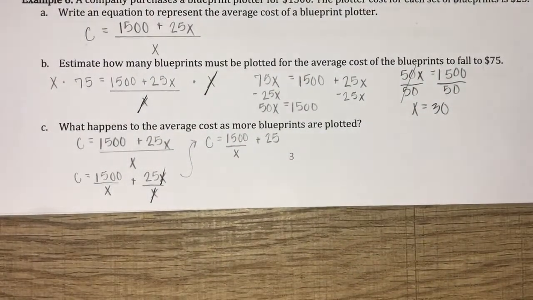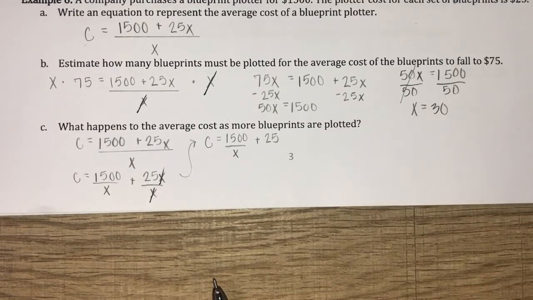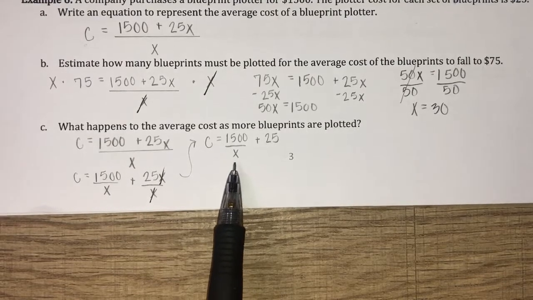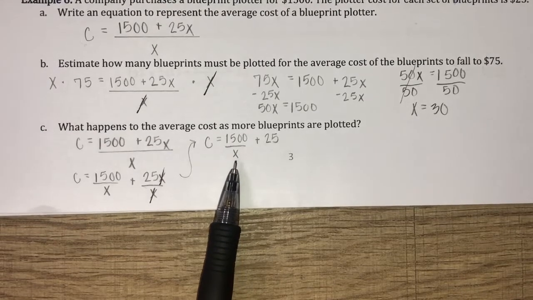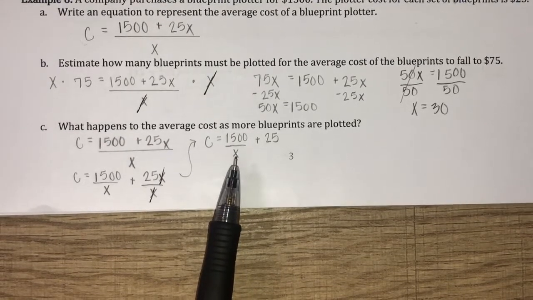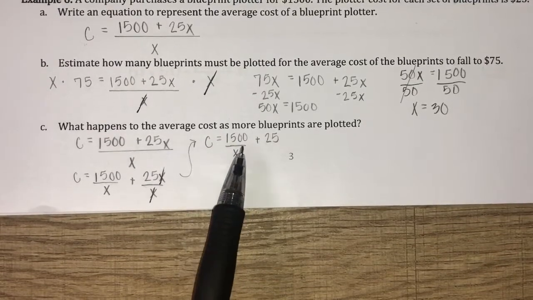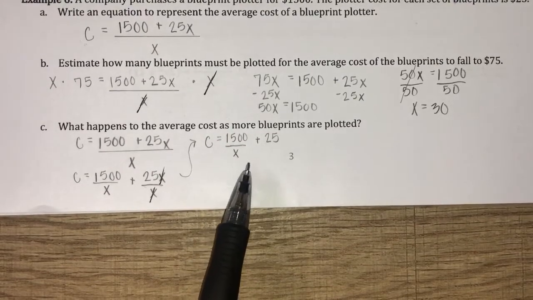So the way it's written right now, we can see these transformations. There's no horizontal translation there. There is a vertical translation of 25, but we can think about it as our number of blueprints printed goes up, we can see that this number may get very, very close to 0, but it's never actually going to equal 0. So if I print just thousands of blueprints, the more blueprints I print, the higher this x value is, the smaller this fraction becomes. Like 1,500 over 2 is a lot larger than 1,500 over 10,000.